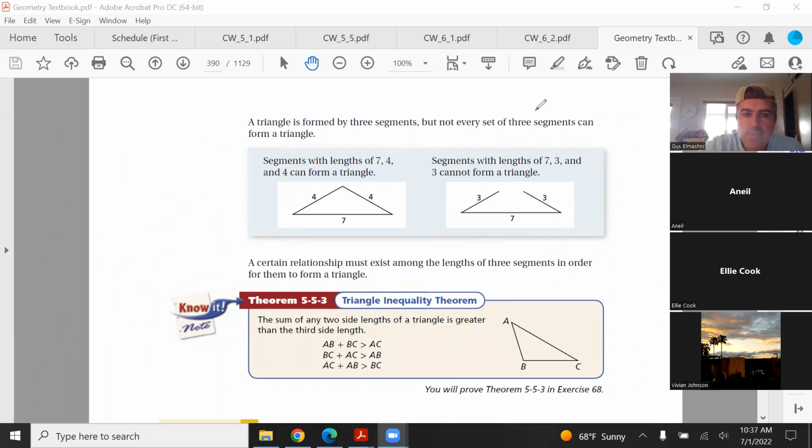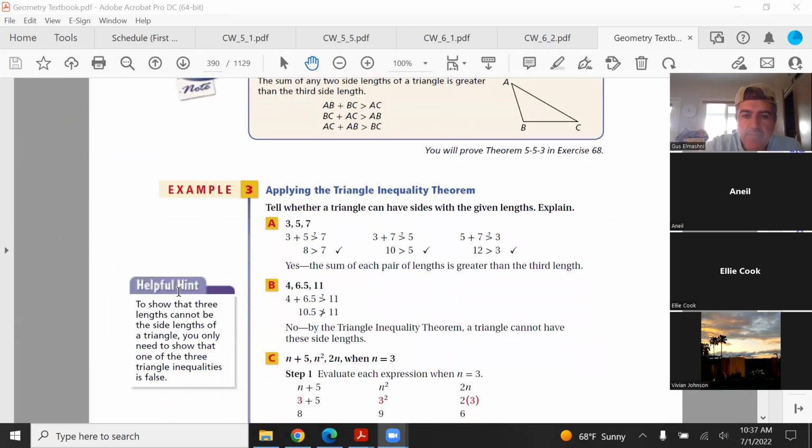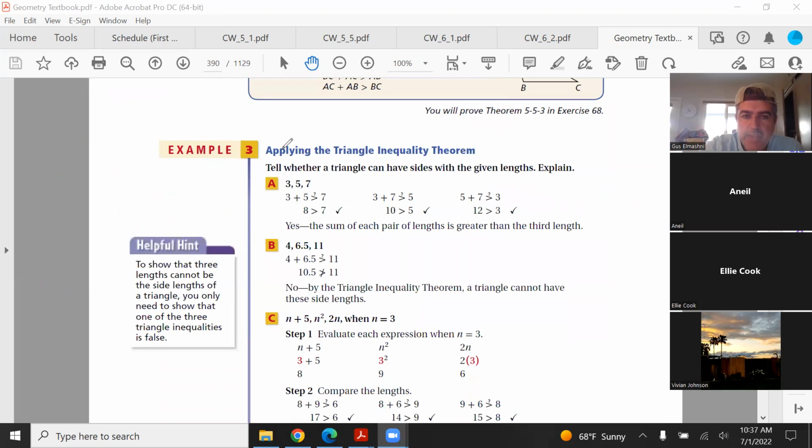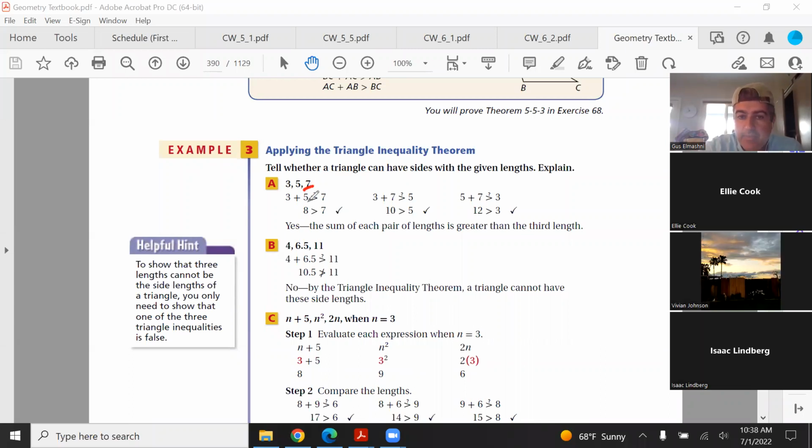So in order for a triangle to exist, the longest side has to be less than the sum of the other two, or the shortest side is greater than the difference of the other two. That's another way you can look at it. So 7 is definitely less than 3 plus 5. Here, 11 is not less than 4 plus 6.5, so that triangle is not possible. Here when n is 3, you get the 3 sides here. 9 being the biggest side, that is less than 8 plus 6.